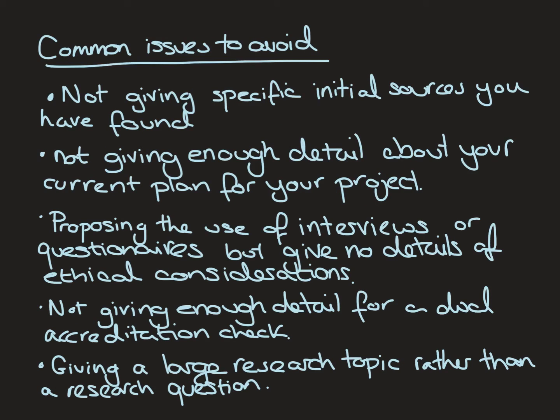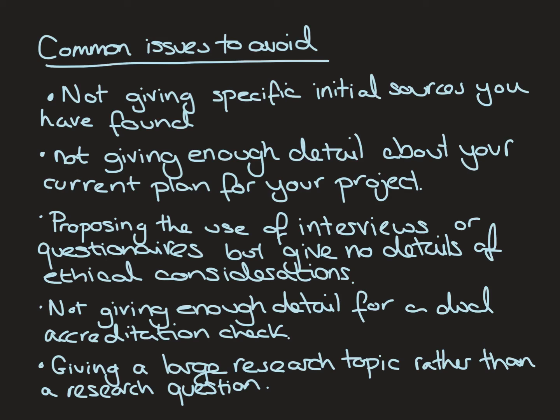Just as we're getting to the end, a couple of key points to really be aware of, because these are the most common issues that come up year on year with project proposals. If you make sure you haven't done these, you're probably in quite a good place for submitting your project proposal. First of all, the most common one is not giving specific initial sources that you have found in your initial research phase in your project proposal. We want references, we want links, we want to see specific sources. If you merely write that you're planning or intending to use journals, books and articles, you're not going to have your project proposal approved. We'll send it back for you to do some more initial research.